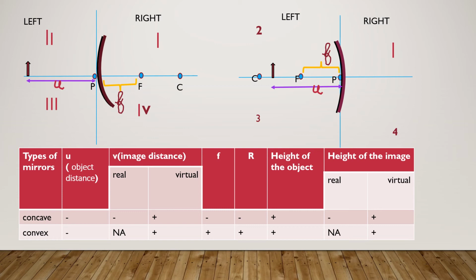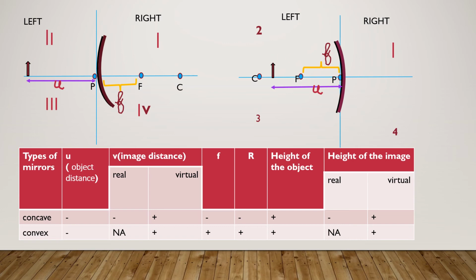Now next, v, very important. v is image distance. For a real image, which is formed in case of concave mirror only, it will be in front of the mirror. So it is towards the left of the pole, in the opposite direction of the incident ray, so it is always negative. And convex mirror does not form any real image, so I have written NA. Then if the image is formed virtual, that is behind the mirror, then it is in the same direction of the incident ray, so it is positive.